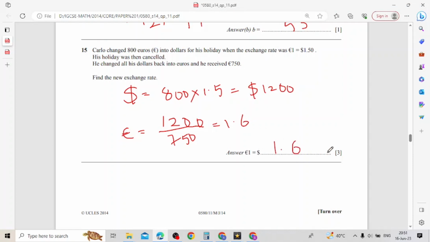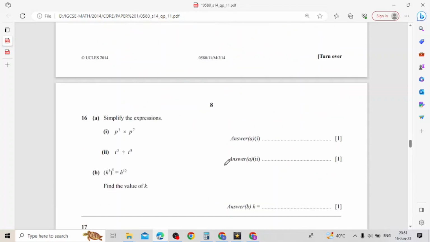1 euro is equal to dollar 1.6. Done? Okay, now let's go for the next. Simplified expression, question number 16. This is all exponents questions. In these exponents questions, we have to do this kind of simplification.